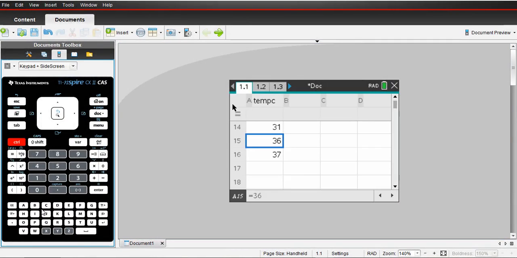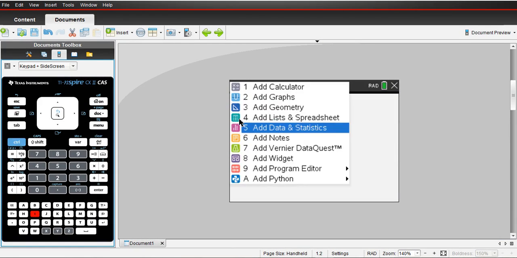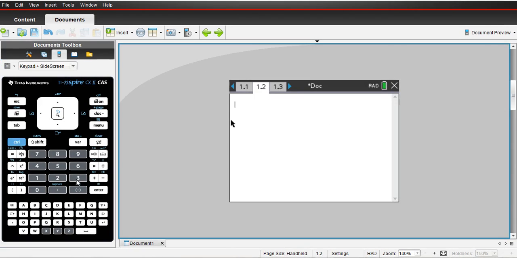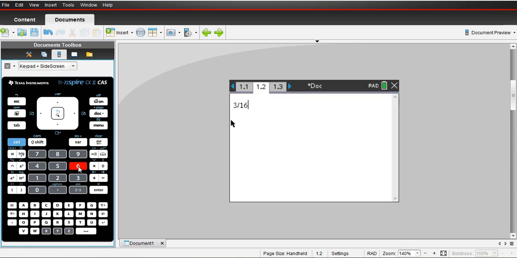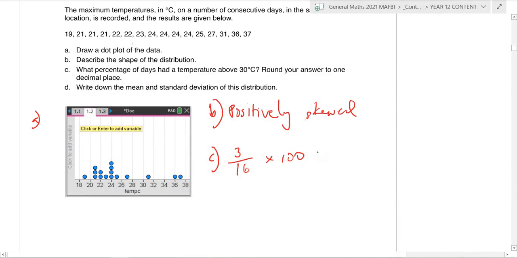Let's add a calculator. Control I. So 3 divided by 16 times 100. And that'll give us the percentage of how many are going to be above 30 degrees. Now, if you get a fraction like this, just press Control Enter and it'll give you the decimal. So 18.75. It does say 1 decimal, so we're going to round it to 18.8%.